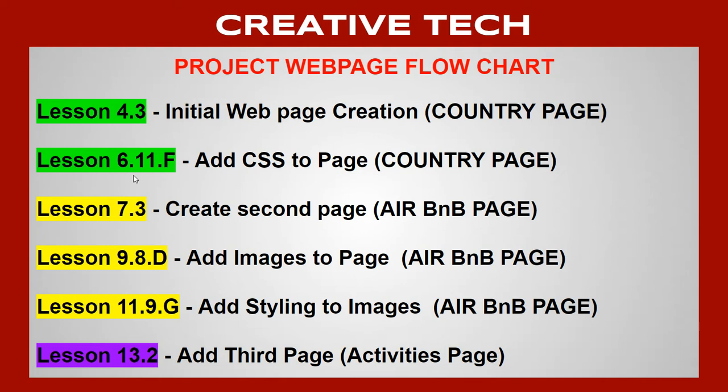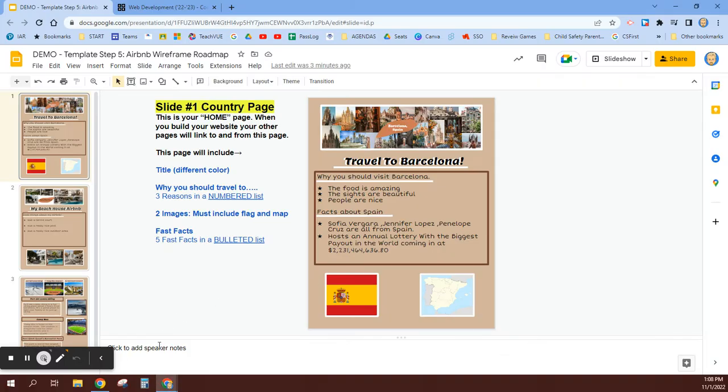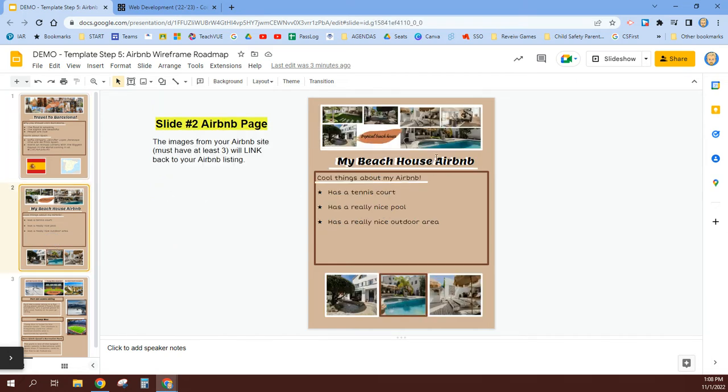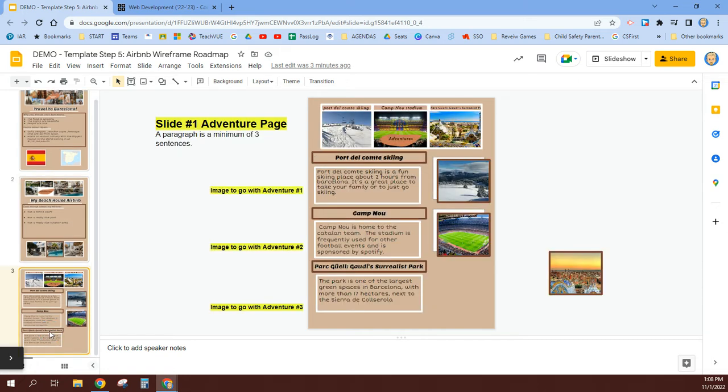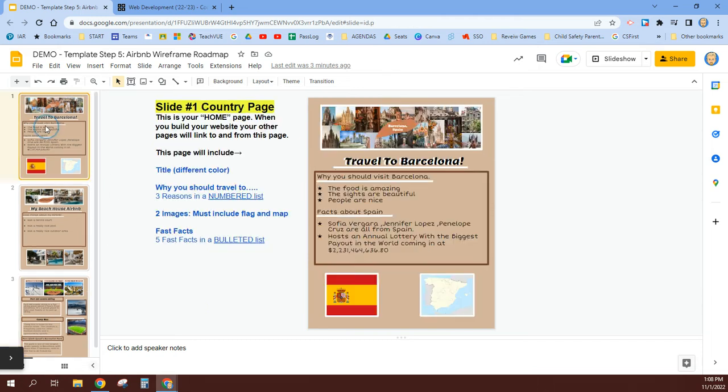Lessons 7, 9, and 11 all are linked together for your Airbnb page. And then lesson 13 is where you start new, and that's where you are going to create your activities page. So if I take a look at my initial wireframe planning sheet here, my first one was Barcelona, which included a title, some subtitles, and bulleted lists. I also had my Airbnb page, which had three cool things about my Airbnb, and then my adventure page, which had 3 different adventures within the country of my Airbnb.